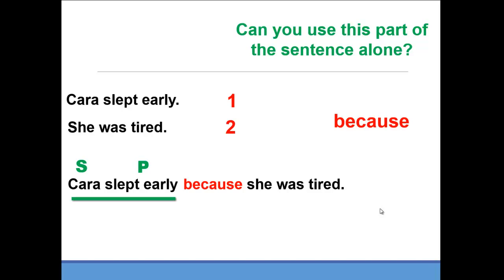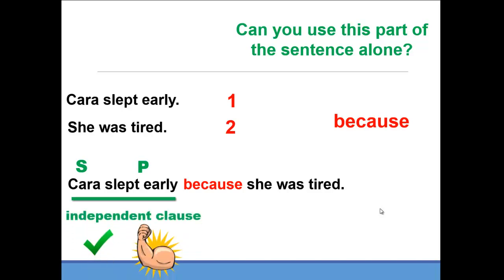So what do I call this part of the sentence? I call it independent clause. Why is it independent? Because it doesn't need the other part of the sentence. It doesn't depend on the other part of the sentence. It can be used alone. That's why it is an independent clause.